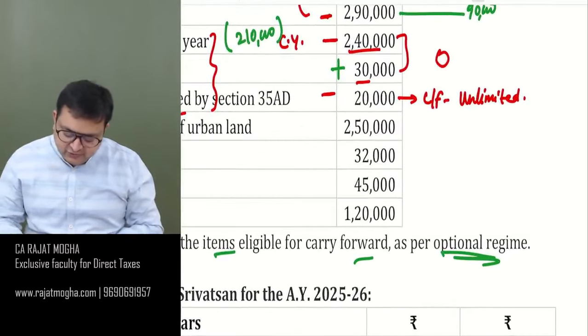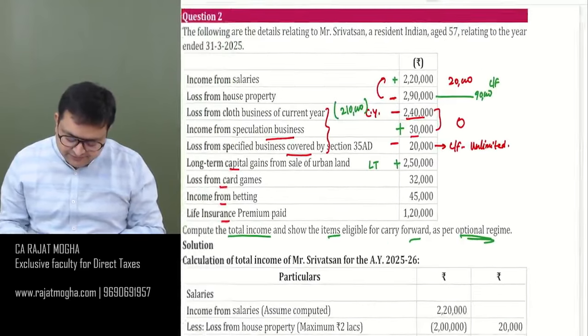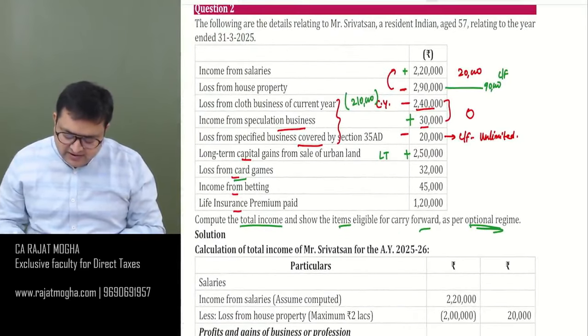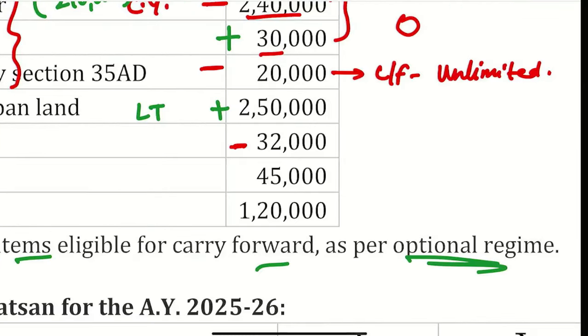This is long-term capital gain, long-term positive. Loss from card games. Okay. Tell me, guys, it's a loss from casual income. What will I do? Loss from casual income.